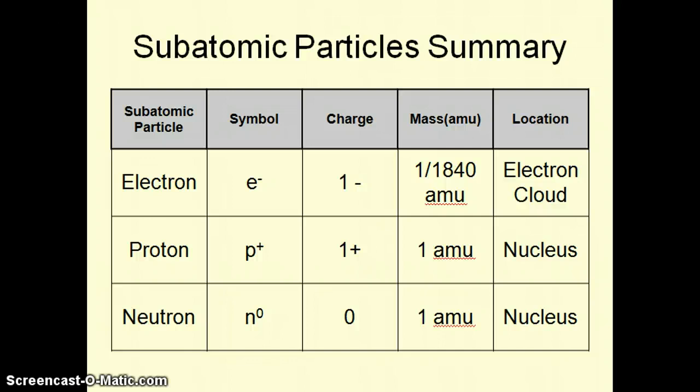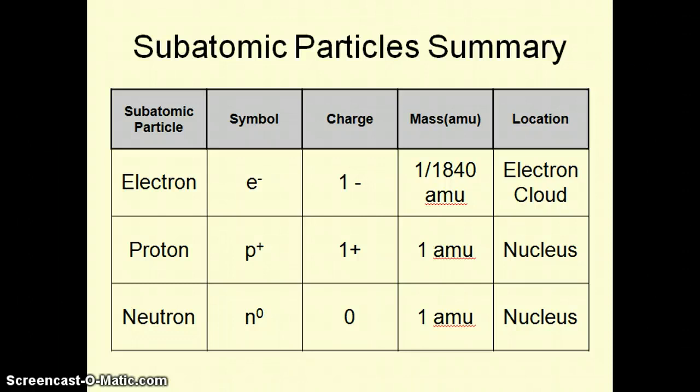Of course, you have the electron. The symbol is E with a superscript negative sign. It has a charge of -1. Its mass in atomic mass units is 1 divided by 1,840, and its location is within the electron probability cloud.